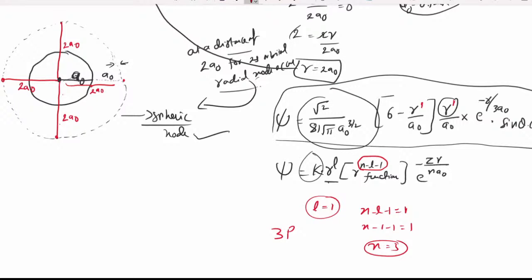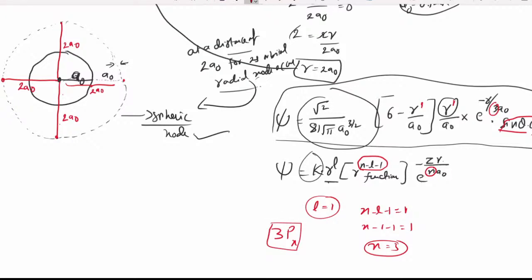And next, I will give you one more logic also. Here you compare: n is equal to what? It is 3. In that way also you can know n equal to 3, from e power minus ZR by n a naught, where n is equal to 3. Number 2: here sin theta cos phi. The sin theta cos phi component indicates x. Therefore, the given orbital is a 3px orbital.